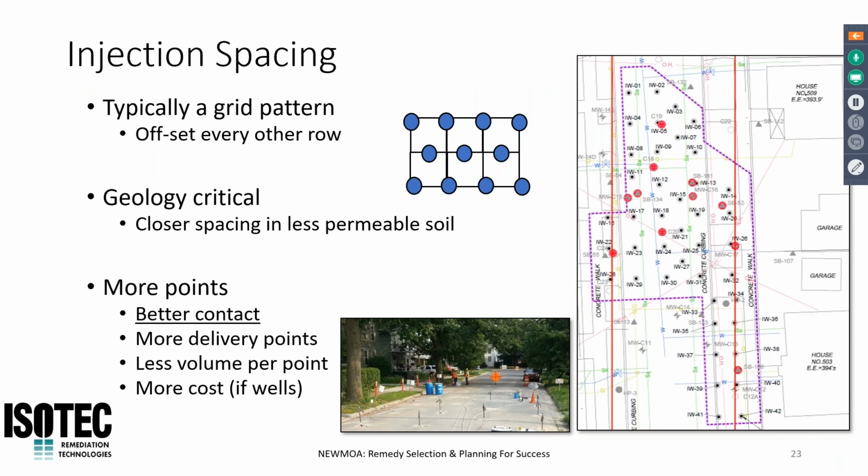And your injection spacing, often it's going to be in a grid pattern, but maybe if it's a PRB, it's only a single row of points. But the geology is really critical to that as well. And generally, again, this is more when you get into state of the practice where you're not doing site-specific bench or pilot studies, you're going to want a closer spacing in less permeable soil.